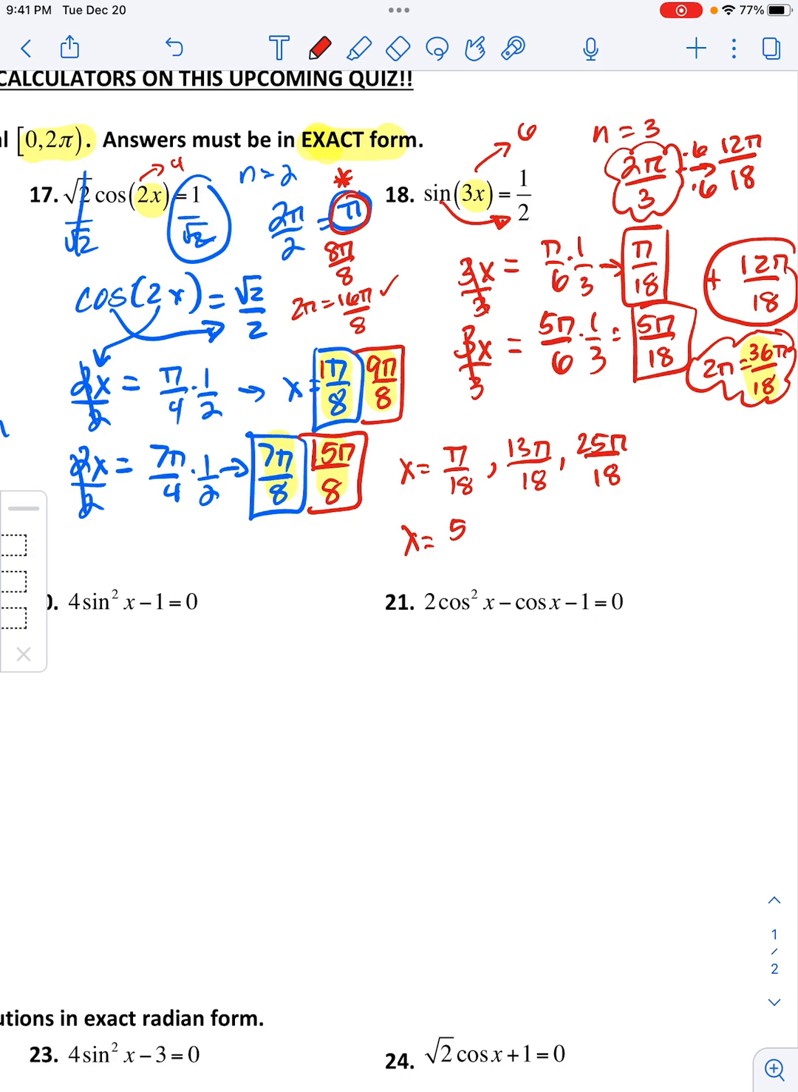The next option I got off the unit circle is 5 pi 18ths. I'm going to add 12 to give me 17 pi 18ths. I'm going to add 12 to land me at 29. And one more additional would make it too big. So these are my solutions.